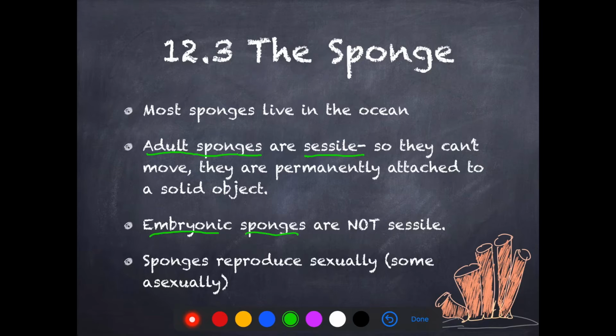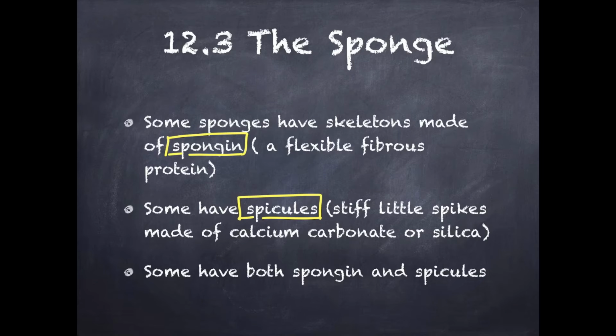And then embryonic sponges, on the other hand, are not sessile. That means they do move. They're able to float through the ocean. And that's how you have sponges that are able to grow away from the parent that they came from and able to take ground in a different spot than right where they were birthed, pretty much. And sponges actually do mostly reproduce by sexual reproduction, and there are very few sponges that reproduce asexually, but for the most part they reproduce sexually.